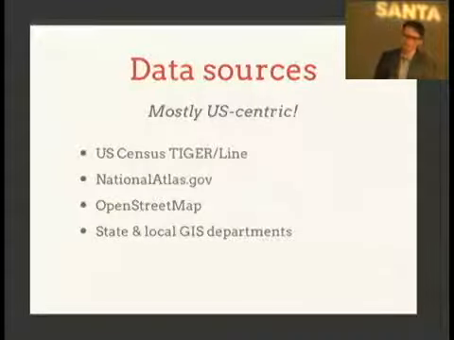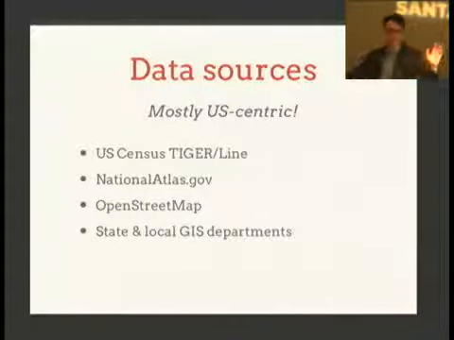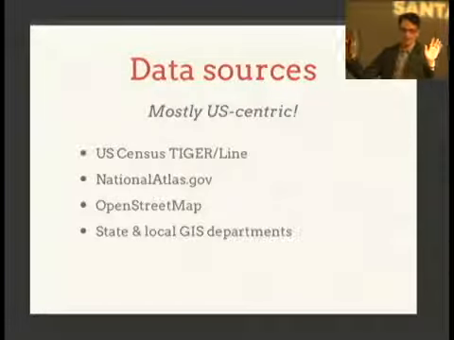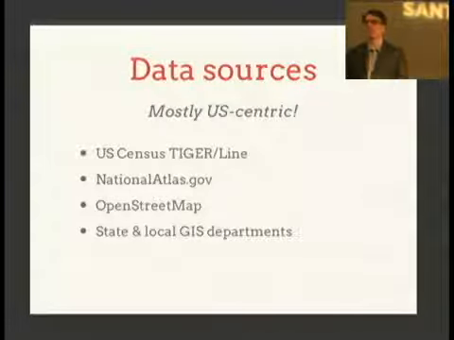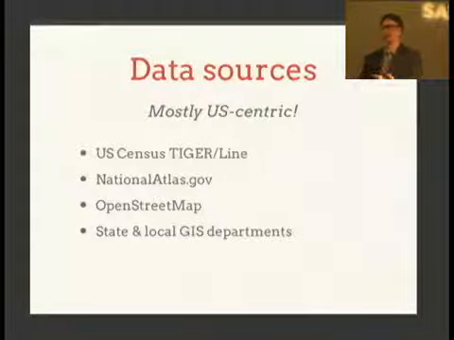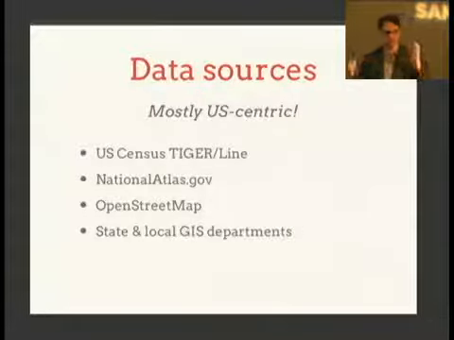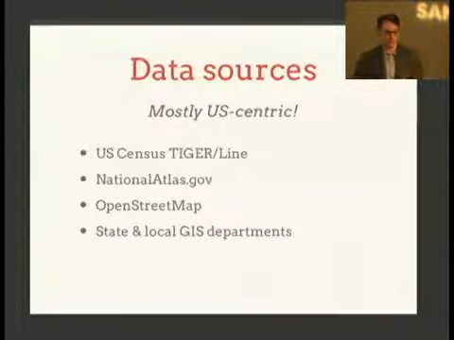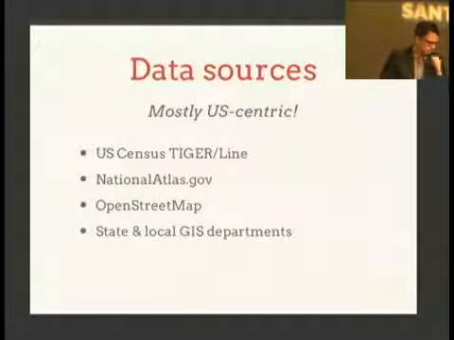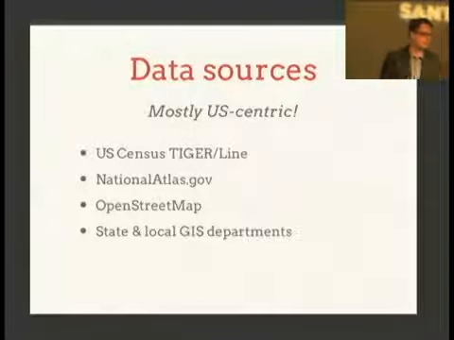Real quick, some data sources that you might want to examine to get to work with. And again, US-centric caveat here. The US Census provides freely available data from something called TIGER/Line. This is streets, congressional districts, county boundaries, states, just an enormous, invaluable wealth of freely available data. National Atlas, if you need shorelines and water features, it's a great resource.